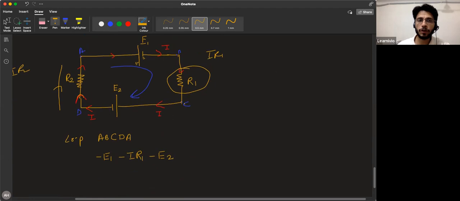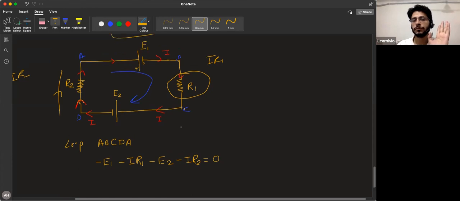So here from D to A, you're going in the direction of current. So will the voltage across R2 be positive or negative? Sir, it will be negative. And what would be the voltage across R2? Sir, negative IR2, which is equal to 0. This is Kirchhoff Voltage Law. It says the algebraic sum of all the voltages in a closed loop is 0. Clear? Yes, sir.